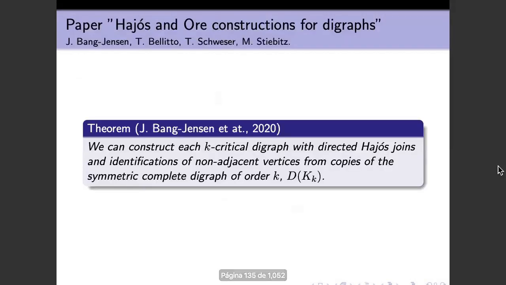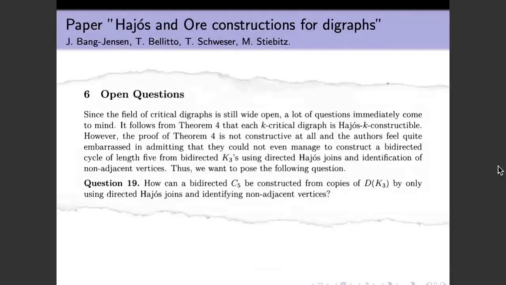In 2020, Bang-Jensen et al. proved in the paper called Hajós and other constructions for digraphs that we can construct each k-critical digraph with directed Hajós joins and identification of not adjacent vertices from copies of the symmetric complete digraph of order k. In that paper, they left the following as an open question. How can a symmetric cycle of length 5 be constructed from copies of the symmetric complete digraph of order 3 by only using directed Hajós joins and identification of not adjacent vertices?